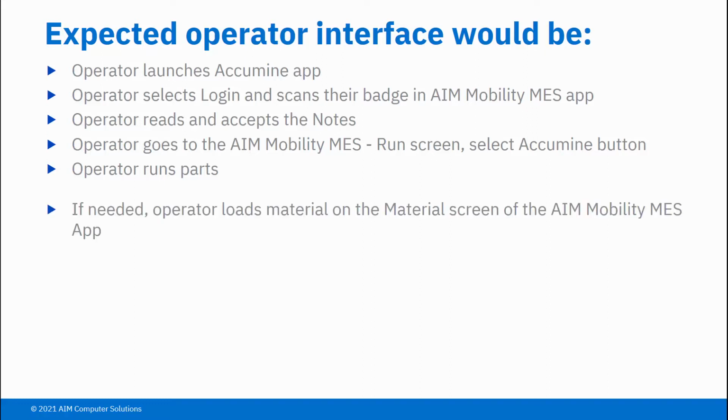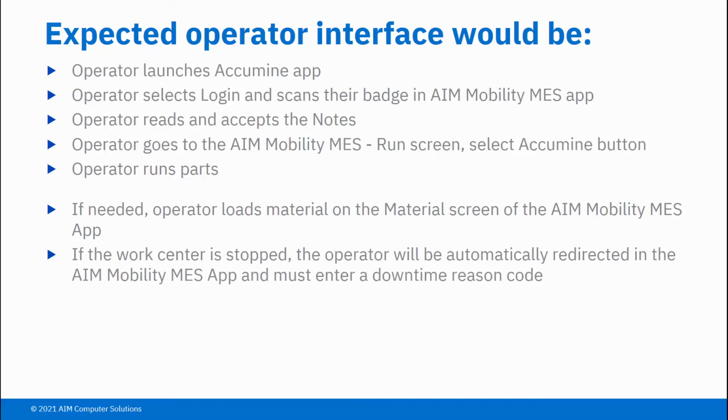If needed, the operator loads material on the material screen of the AIM Mobility MES app and returns to the run screen in AIM to select the Accumine button and return to Accumine. If the work center is stopped, the operator will automatically be redirected and must enter a downtime reason code into the AIM Mobility MES app. They would again return to the run screen, select the Accumine button to return to the Accumine app.